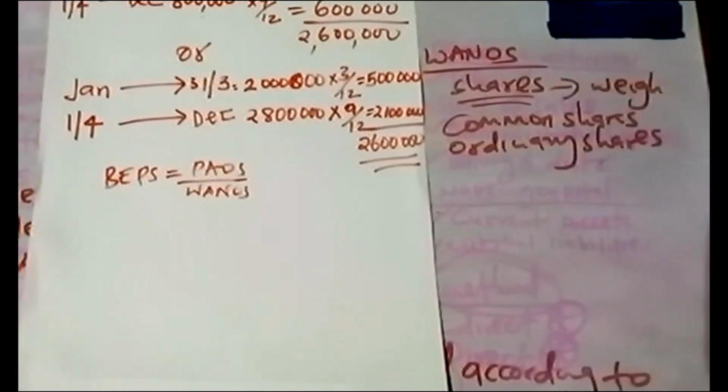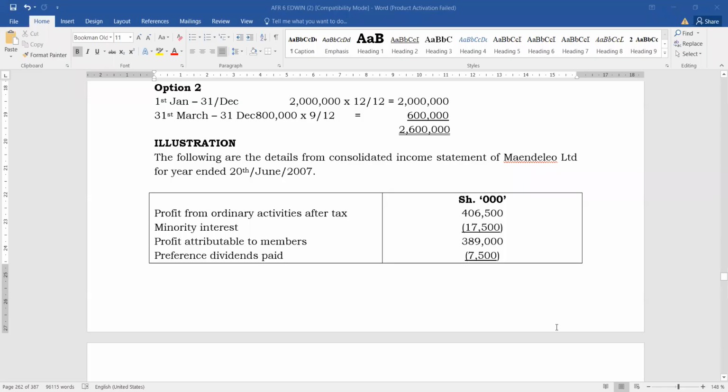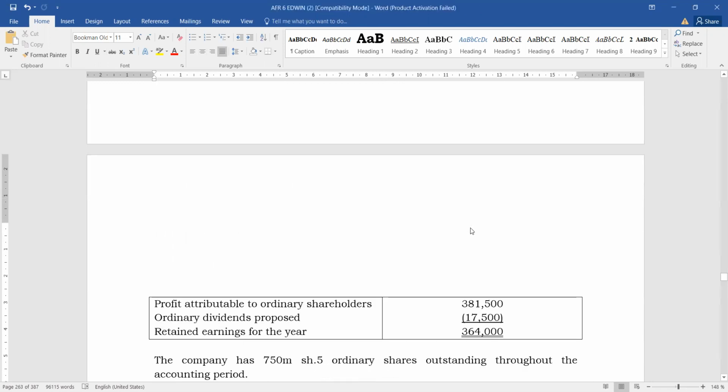How do you arrive at that? Profit after tax, less profit attributable to NCI, then you also less preference dividends. Yes, preference dividends. So you don't subtract ordinary dividends. That is why the answer here was direct, because they started the question with profit from ordinary activities after tax. We subtracted what was owing to minority shareholders and got 389. They even subtracted preference dividends paid. Are you seeing that? Yes. So our powers is 381,500.